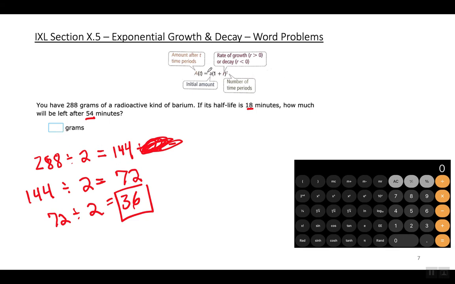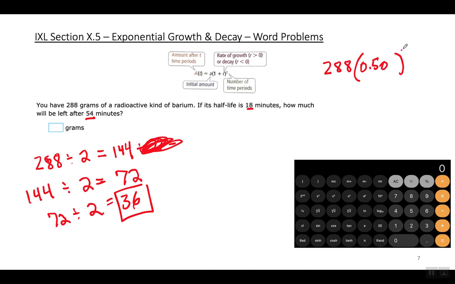Now, if you want to use my same system, I want to show you how you could do it. You start off with the initial amount, which is 288. A half-life means that it's going down by 50%. So 100% minus 50% is 50%. And 50% written as a decimal is 0.50. A half-life means that you're going to have half of this left. So that's why I'm multiplying times 0.50.